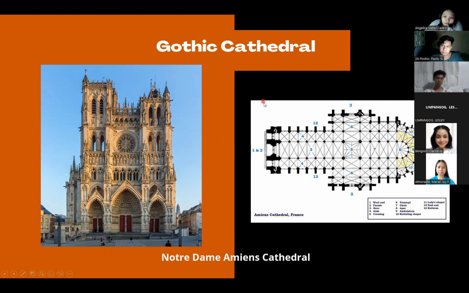This one, the ones projecting at the side, are the buttresses. These are your buttresses. Here, our flying buttresses are attached. Any questions, comments so far?